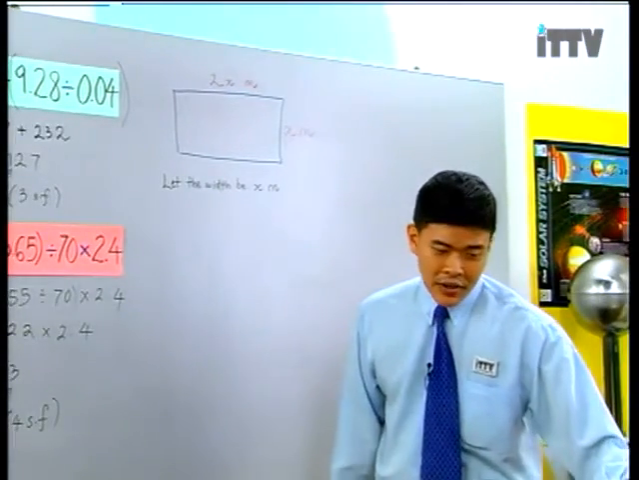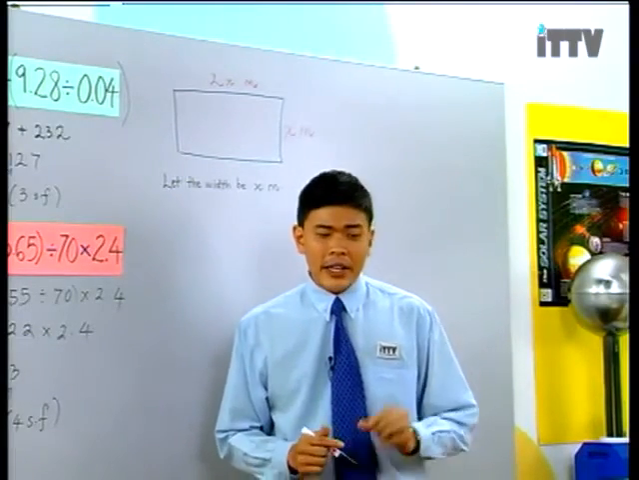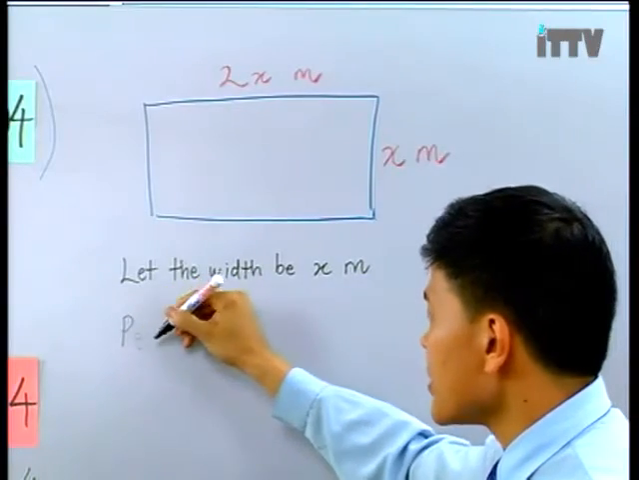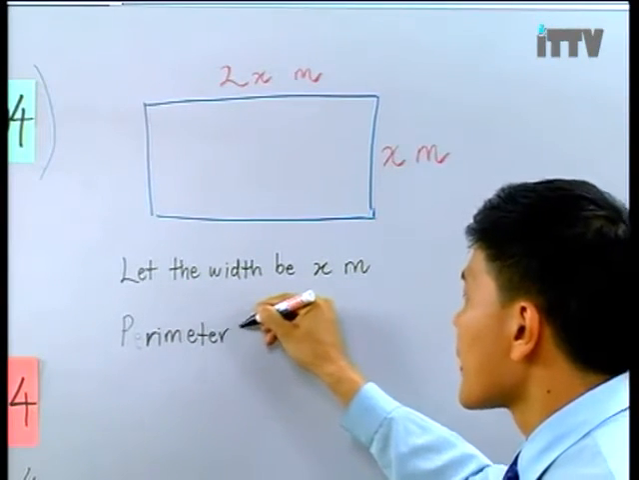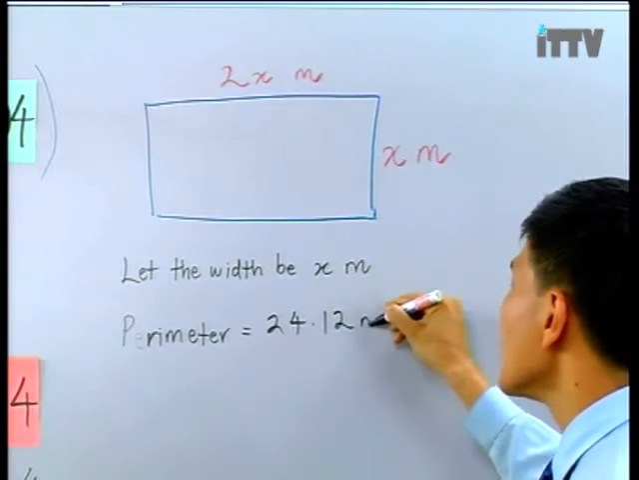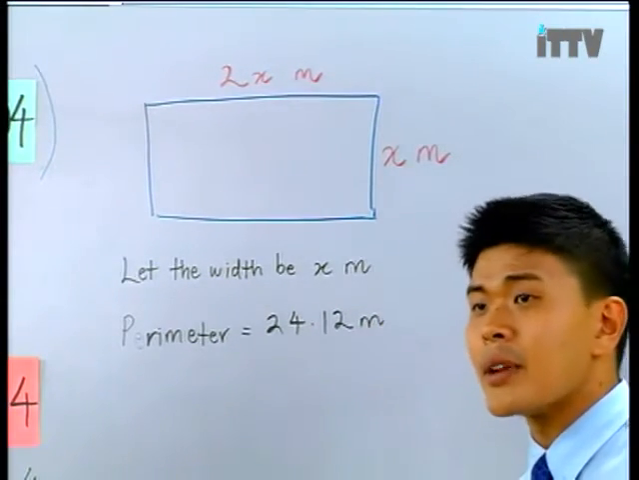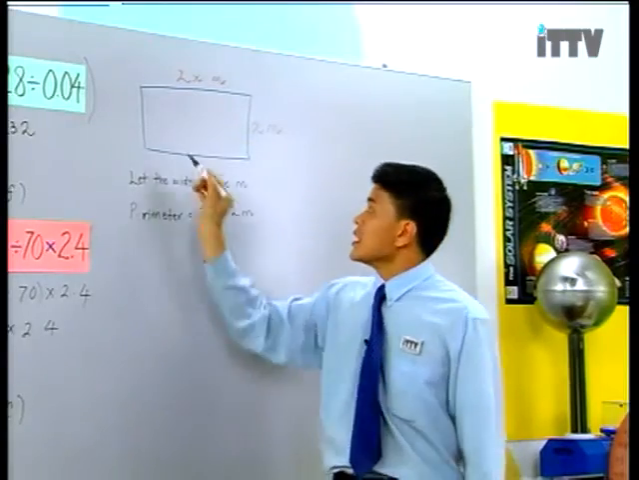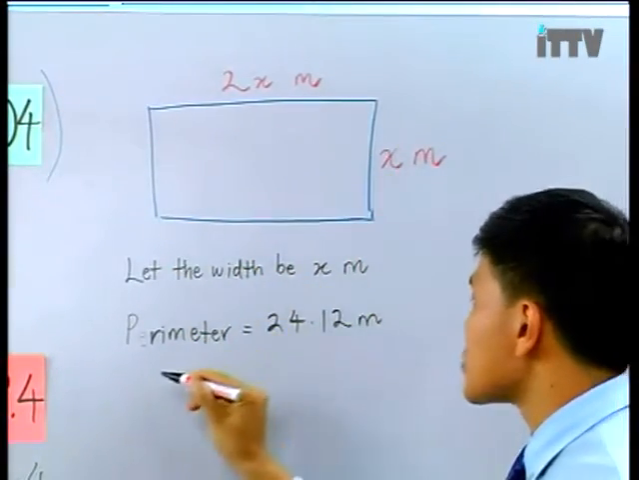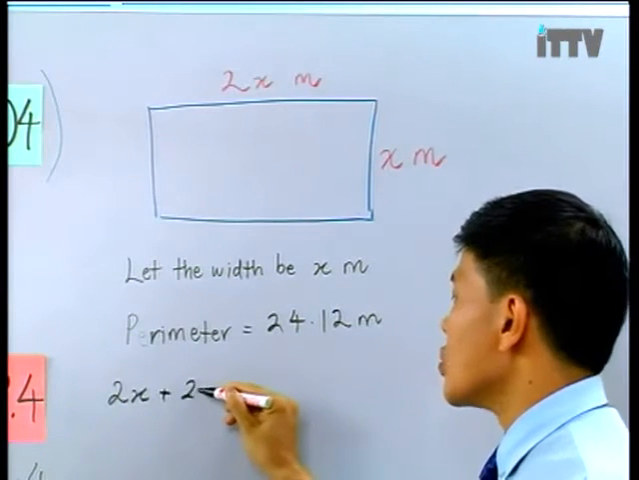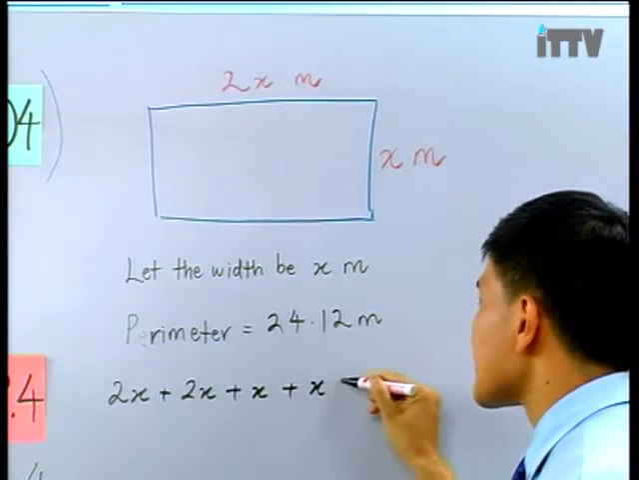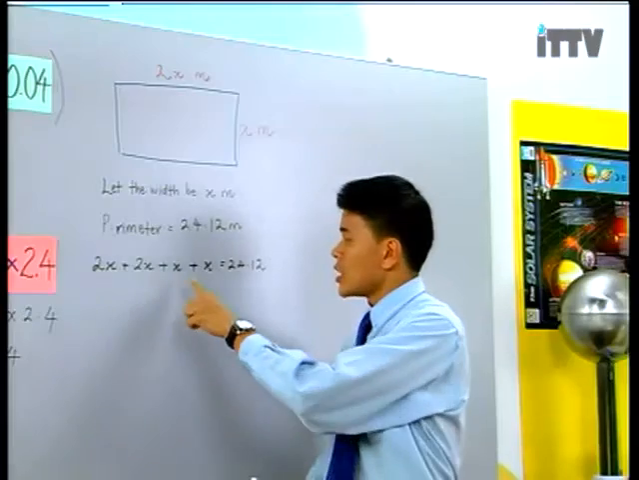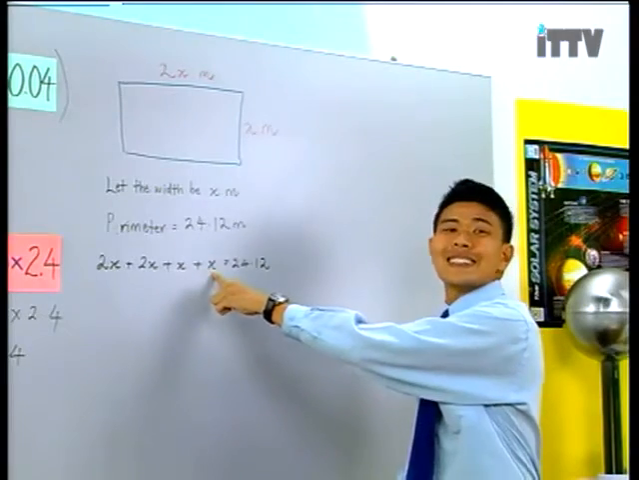How do we find that? It is given from the question that the perimeter of the rectangle is 24.12 meters. So write it down. The perimeter is 24.12 meters. And how is the perimeter obtained? By summing up the length of all sides. So this side is 2x, this side is x. Since it's a rectangle, it will be 2x and x. So it is actually 2x plus 2x plus x plus x, and it will give you 24.12. So 2x plus 2x, 4x plus 1x, 5x plus 1x, 6x.